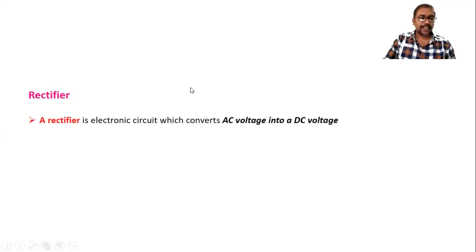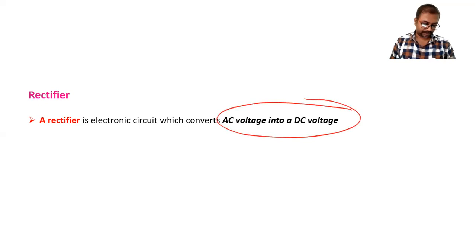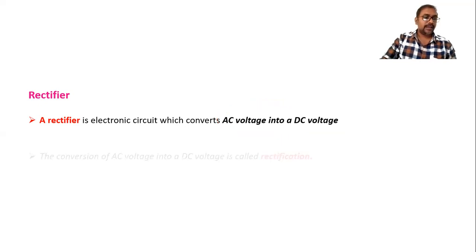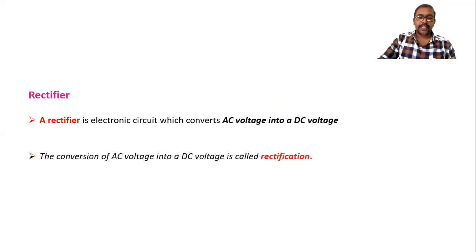Basically, a rectifier is an electronic circuit which converts AC voltage into DC voltage. This conversion of AC into DC is called rectification. The process of conversion of AC into DC is rectification. Now, a rectifier is classified into two types, half wave rectifier and full wave rectifier. So we have to learn the full wave rectifier here.